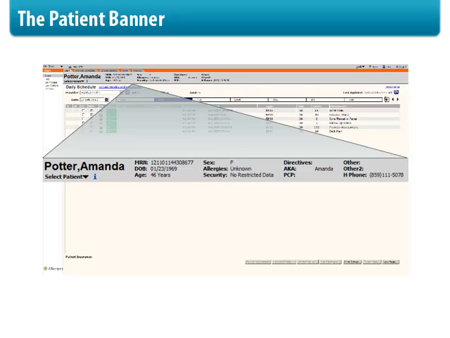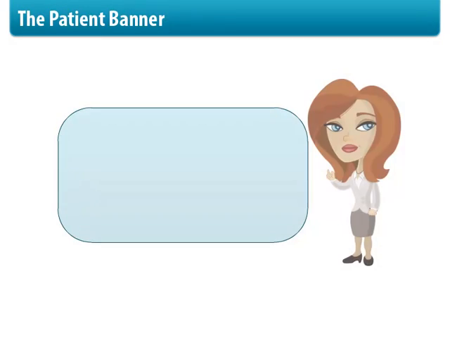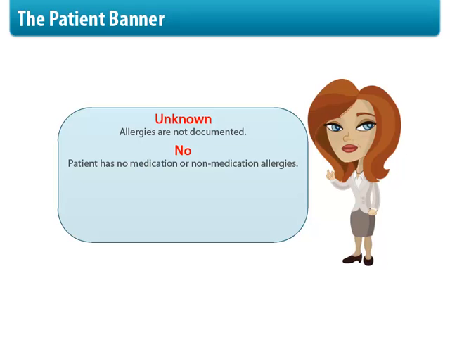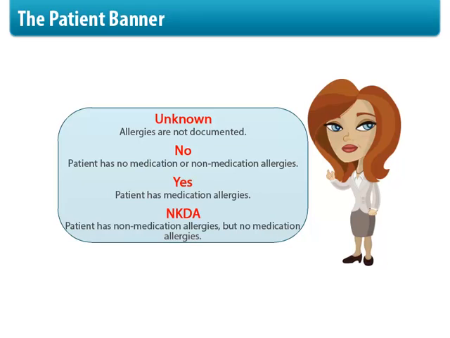The patient banner also provides a quick reference about whether or not the patient has allergies. It will not tell you what the allergies are, but it will show unknown if allergies are not documented, no if the patient is documented as NKDA and does not have any non-medication allergies, yes if the patient has medication allergies, and NKDA if the patient has non-medication allergies but no medication allergies.